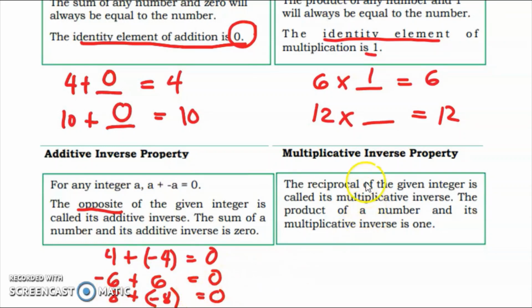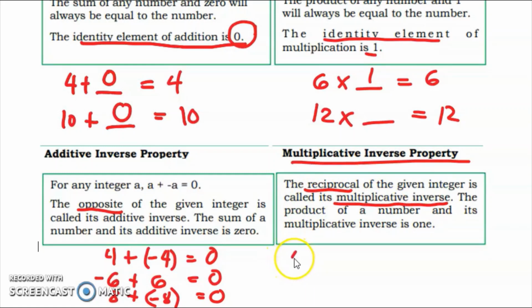That's additive inverse. Now, how about multiplicative inverse property? Ito, for addition lang ha. Tapos ito, for multiplication lang siya applicable. Now, the reciprocal of the given integer is called multiplicative inverse. So, yung reciprocal ng isang number, ang tawag doon ay multiplicative inverse. Okay? The product of a number and its multiplicative inverse is 1. So, pag pinag-multiply natin sila, ang sagot ay 1.